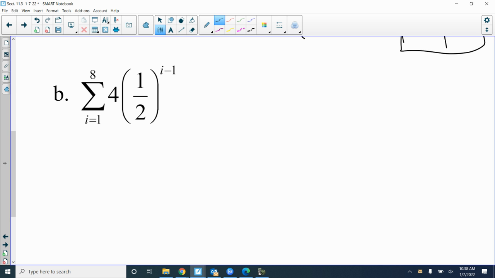The sum, i equals 1 to 8 of 4 times 1/2 to the i minus 1. If it looks like that, you could write out all the terms. But we know it's geometric because it satisfies that definition. If you have a constant, and if there's no number in front, you could put a 1 in front, times 1/2 to the i minus 1, then I know that this is geometric. And if it's geometric, I can automatically jump to this equation.